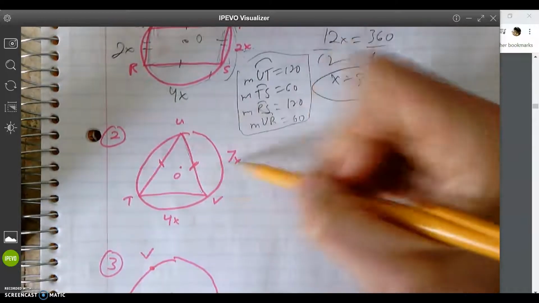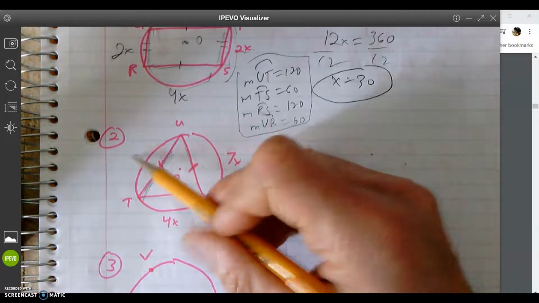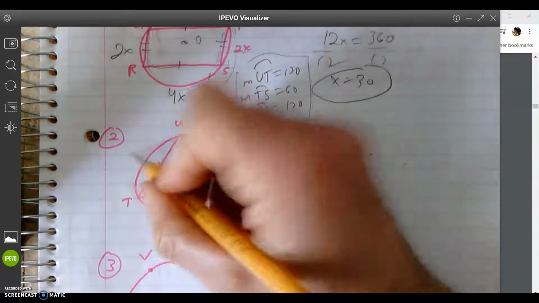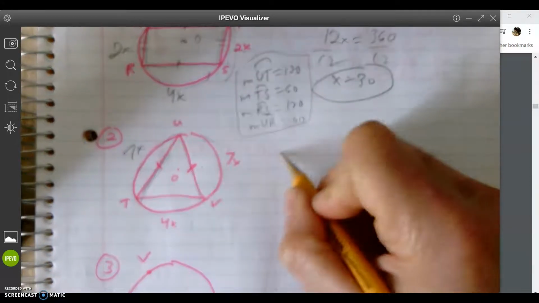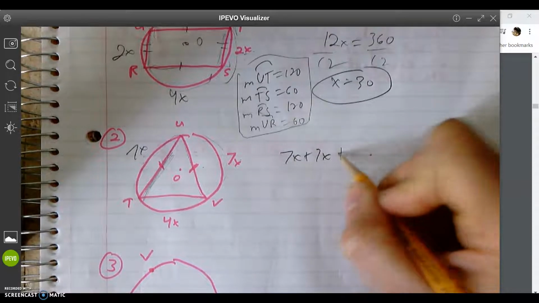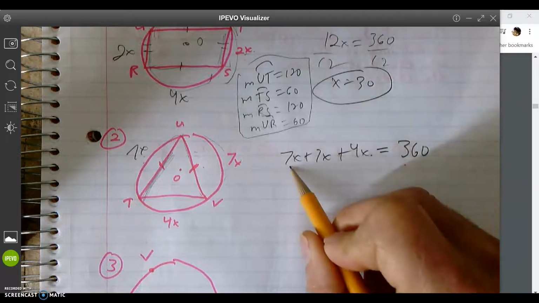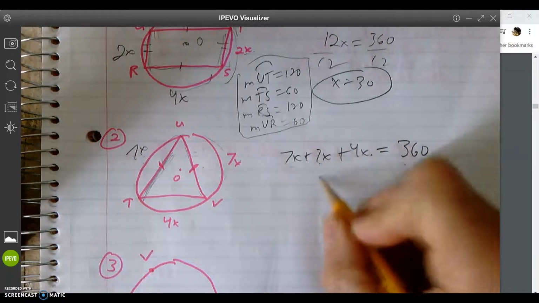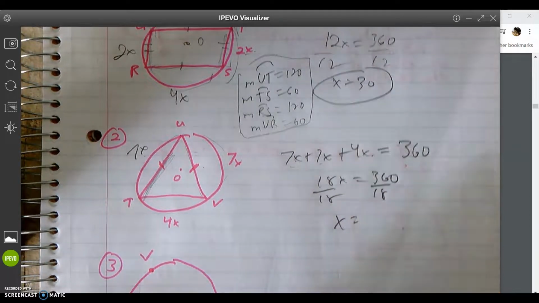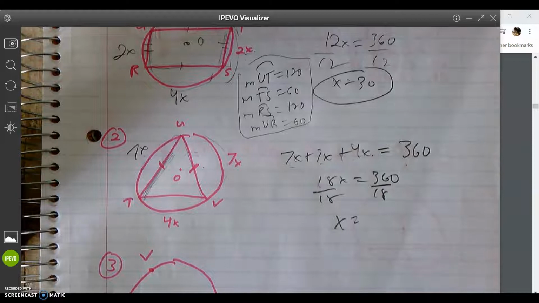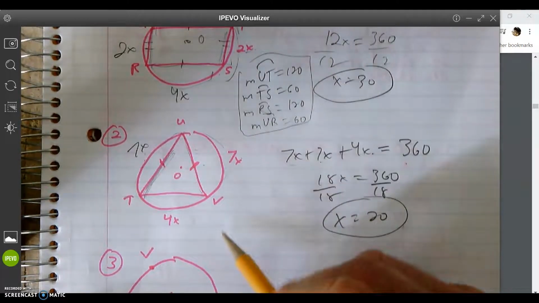So we know that this chord here is 7x, and this chord is congruent to it, so that means it has the same corresponding arc. So this is 7x right here. Now I have all the circle accounted for, so that's 7x plus 7x plus 4x equals 360. 7 plus 7 is 14, plus 4 is 18x. So x equals 360 divided by 18, which is 20. X is 20, but that's not the final answer because it asks for the arcs.